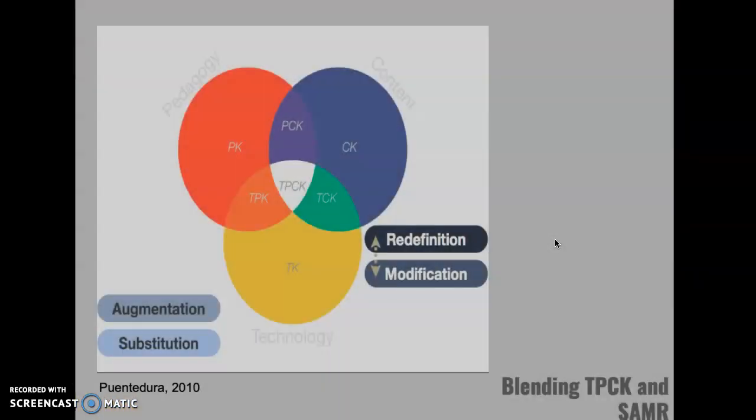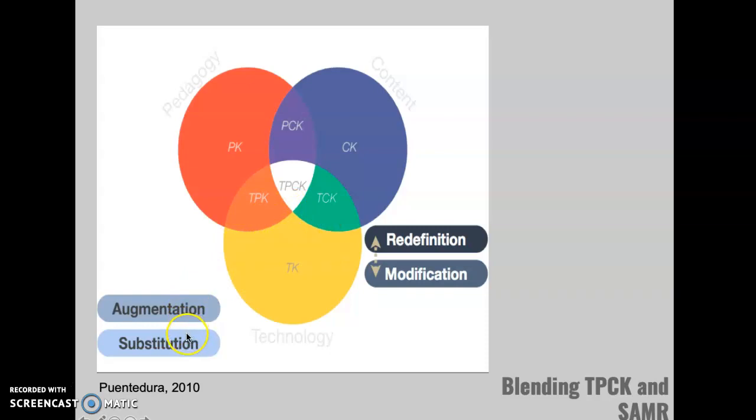There also is the Puentedura explanation of TPACK. Puentedura talks about TPACK and blending it. And sometimes you'll see TPACK as TPCK. They just take out the A. And I think for him, he really says technology is the base of TPACK, and I like that. I think it is the base that you use. If we're really focusing on our technology, then let that be the base.